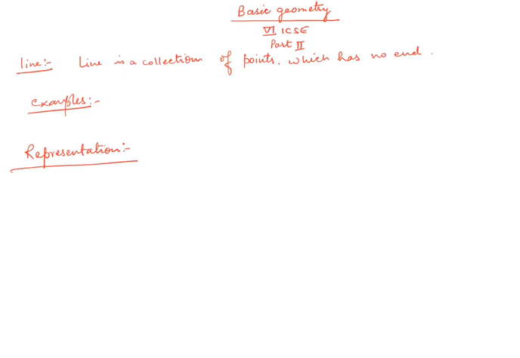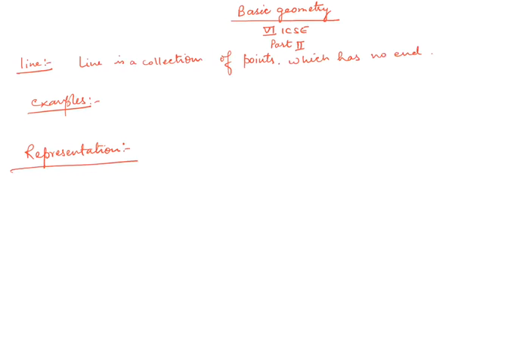This is the chapter basic geometry. This is the second part. The first part I have already made, and this is the second part. In this part I'll discuss line. So what is line? Line is a collection of points which has no end.